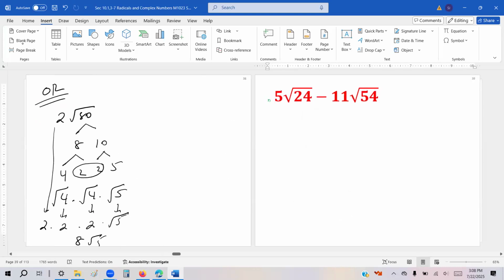The last one, 24 and 54. Which one is simpler? 24? Actually 54, right? What two numbers come to your mind? 9 and 6.